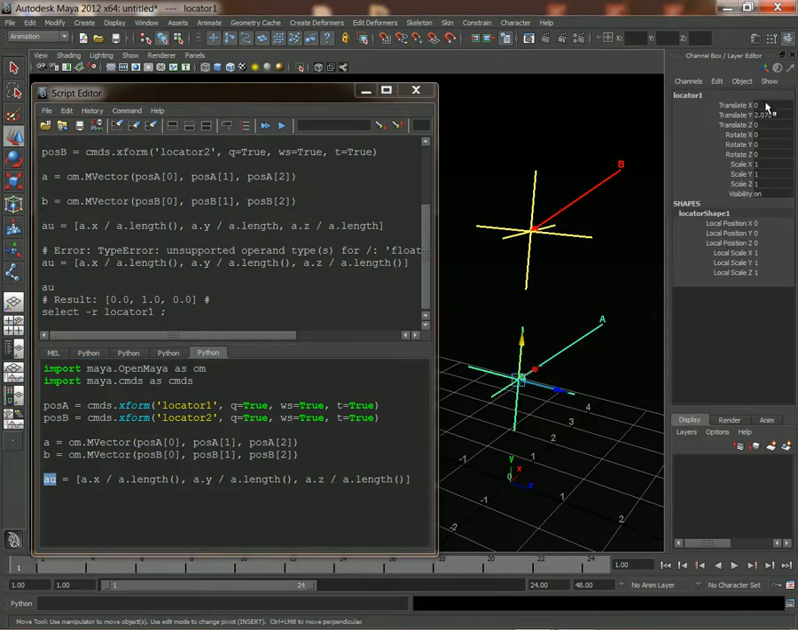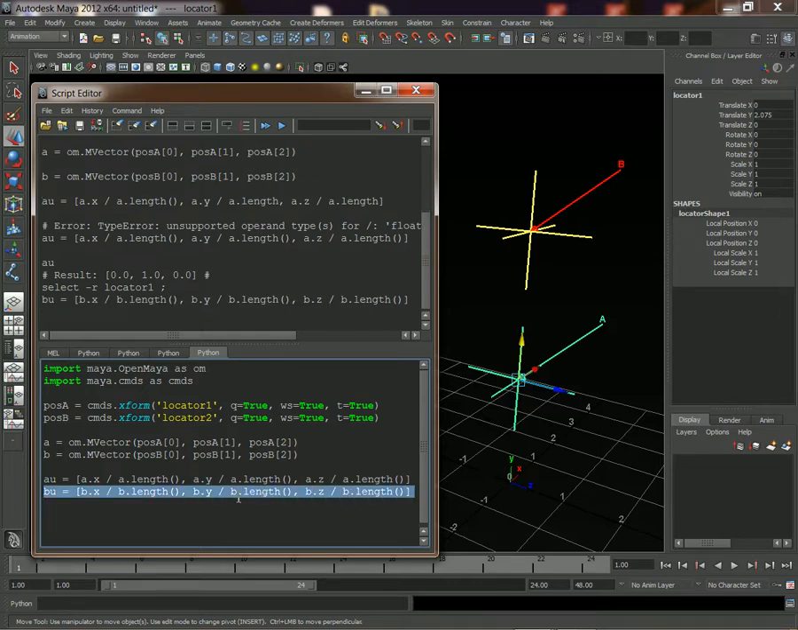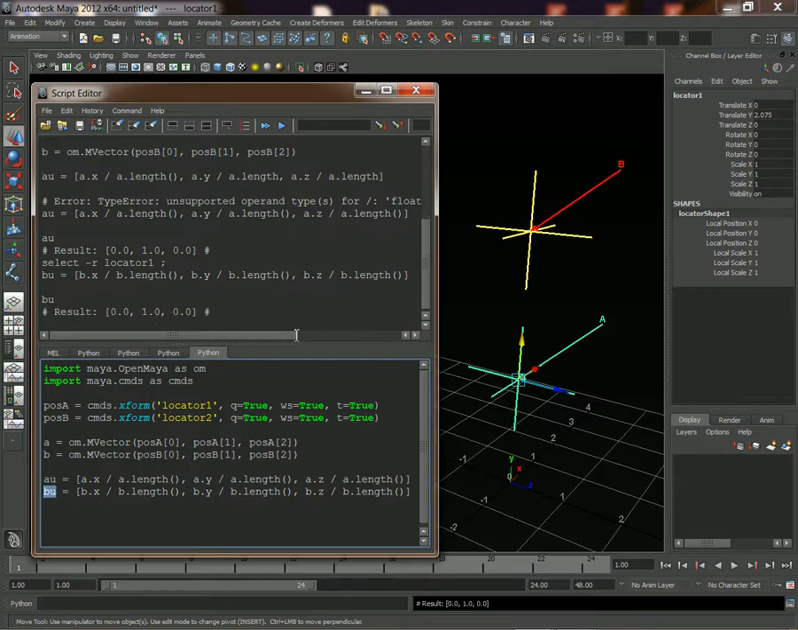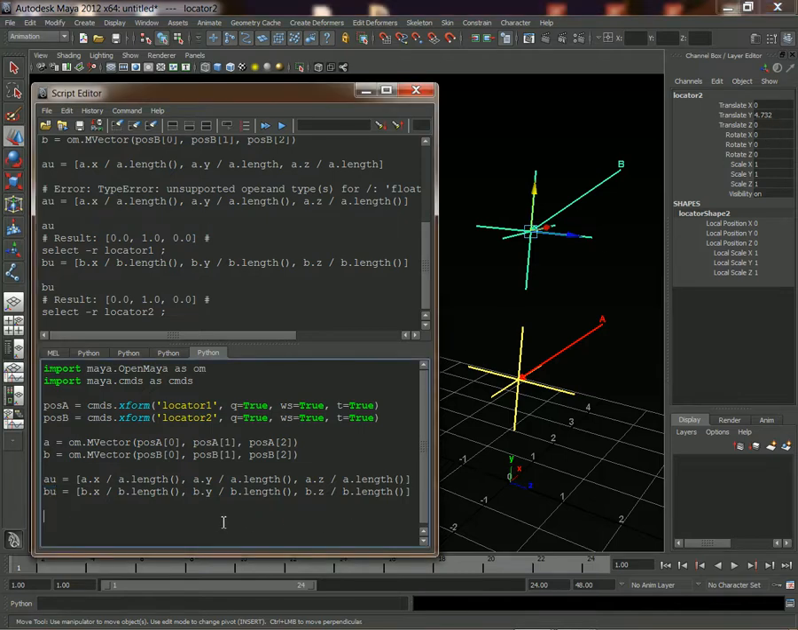So even though A is 0, 2.075, 0, that still gives us 0, 1, 0. And the same thing goes for B. We switch this to BU: B.x, B.length, B.y, B.length, B.z, and B.length. We also get 0, 1, 0, even though this is 0, 4.732, 0. So now we have two unit vectors.